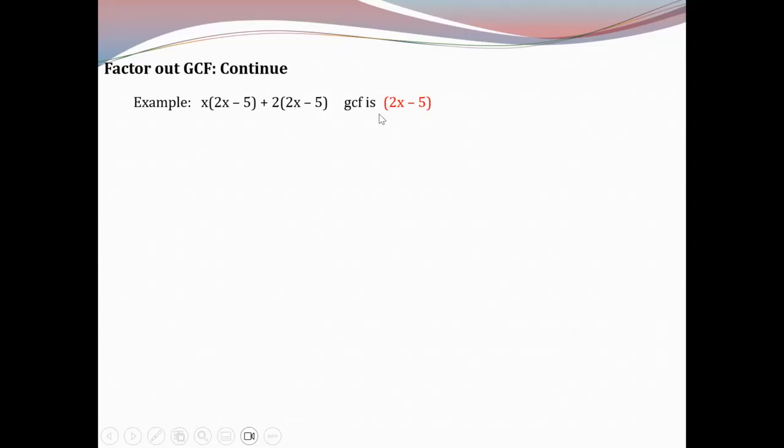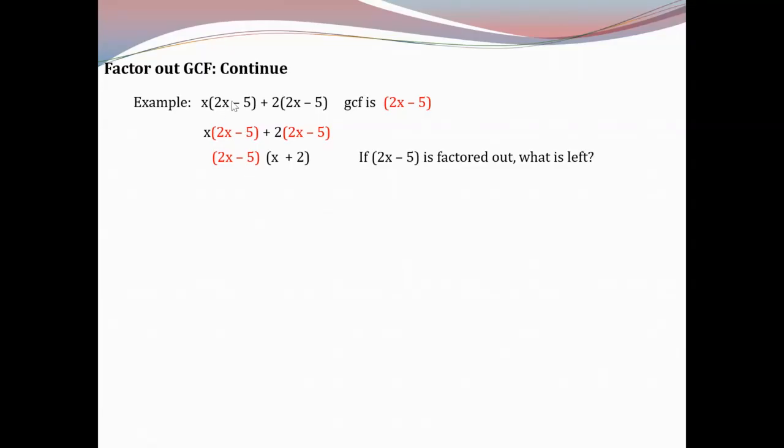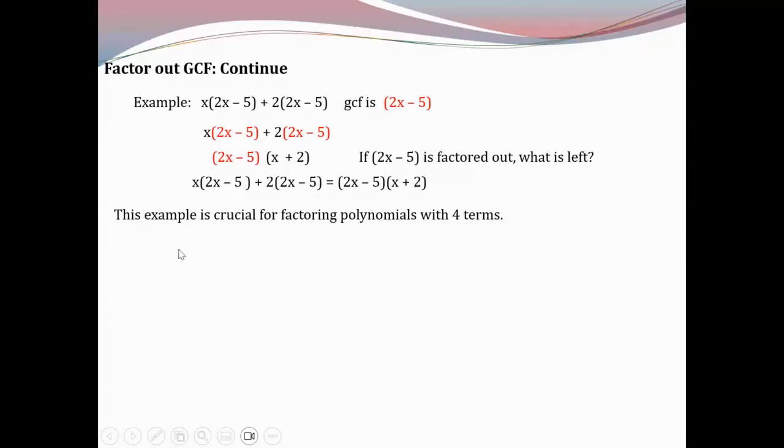So that's my GCF. If you factor it out, what's left? If you take out the 2x minus 5, what's left is x plus 2. This is how you factor these types of problems, and this is crucial when you're going to be factoring by grouping, which we'll get to later on in this PowerPoint. So my answer will be 2x minus 5 times x plus 2. Again, this example is crucial for factoring polynomials with 4 terms.